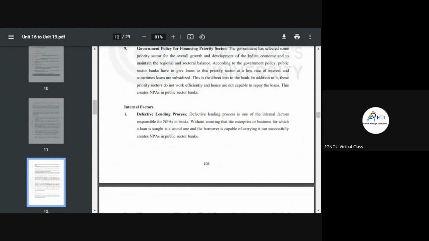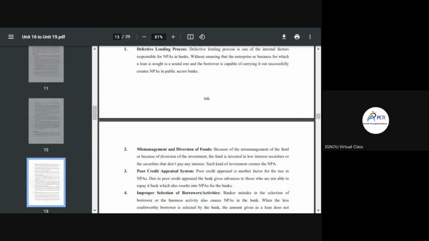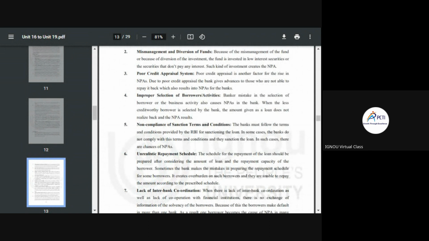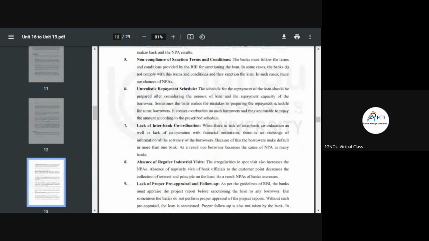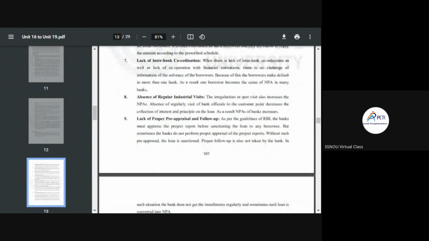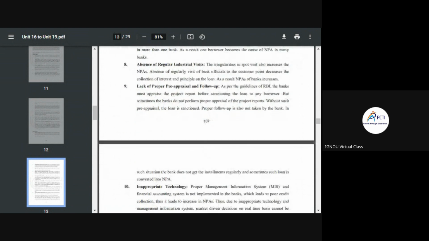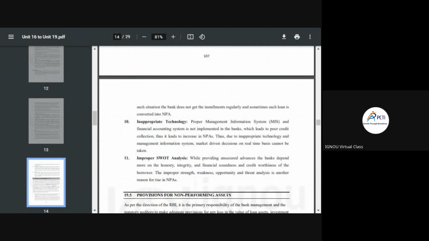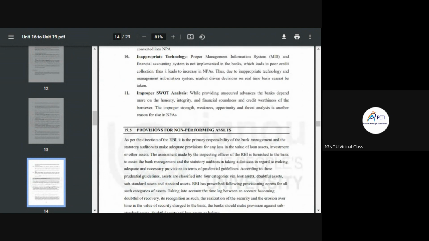Then we have some internal factors like defective lending process, mismanagement and diversion of funds, poor credit appraisal system, improper selection of borrower and activities. Then we have non-compliance of sanction terms and conditions, unrealistic repayment schedule. Then we have lack of interbank coordination, absence of regular industrial visits, lack of proper pre-appraisal and follow-up. Then we have inappropriate technology and improper SWOT analysis.